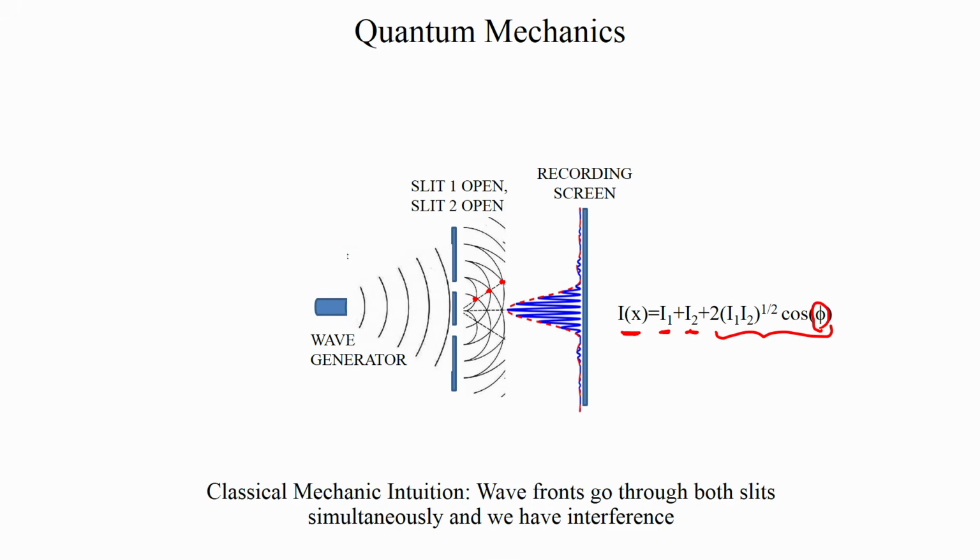So, what is key here is, unlike bullets, we imagine the waves to be going through both slits simultaneously, and that is why we have interference. Okay. Now, the bullets did not do this. Okay, that is what our intuition told us. But on the other hand, the wave front approaches both slits simultaneously and it goes through both of these slits simultaneously, and therefore you have interference.